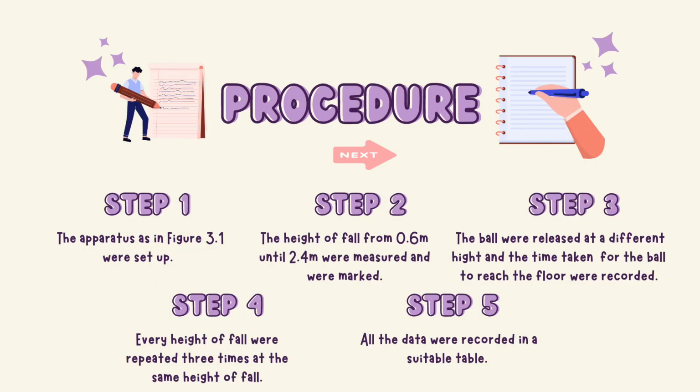Next we move to procedure. First, the apparatus as in figure 3.1 was set up. Second, the height of fall from 0.6 meter until 2.4 meter were measured and marked. Third, the ball was released at a different height and the time taken for the ball to reach the floor was recorded. Next, every height of fall was repeated 3 times. Last, all the data were recorded in a suitable table. So this is how we do it.